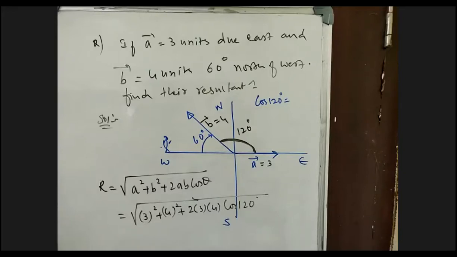Cos 120 is minus 1 by 2, right? Sorry, minus 1 by 2. Someone is telling me the answer. Okay. So 1 by 2 or what? Minus 1 by 2, somebody is saying, sir. Yeah, someone is giving the correct answer. Minus 1 by 2. Cos 120 is minus 1 by 2.